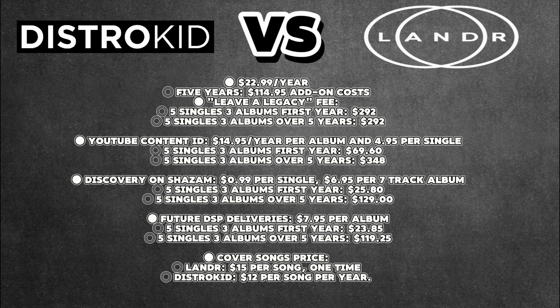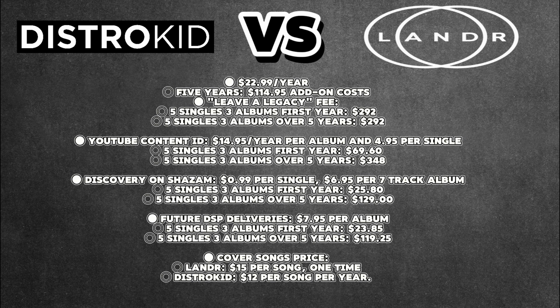Then we need to add YouTube Content ID. You're looking at $14.95 per year per album and $4.95 per single. So for our first year, we're looking at $69.60, and on year 5, we are looking at $348. Then we've got Discovery on Shazam.